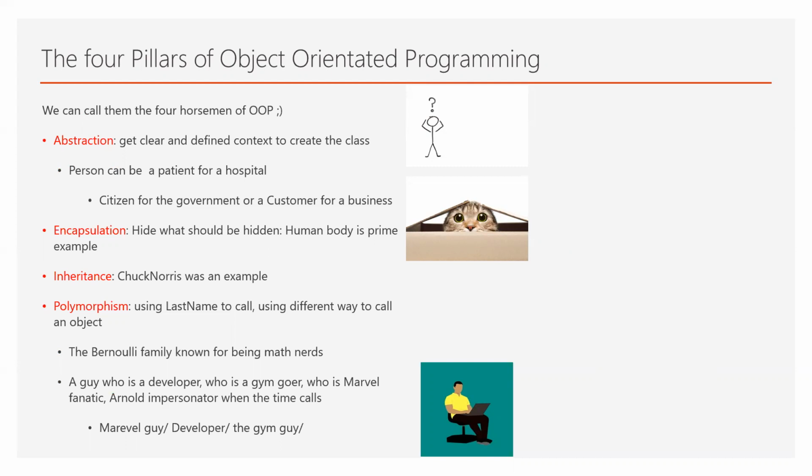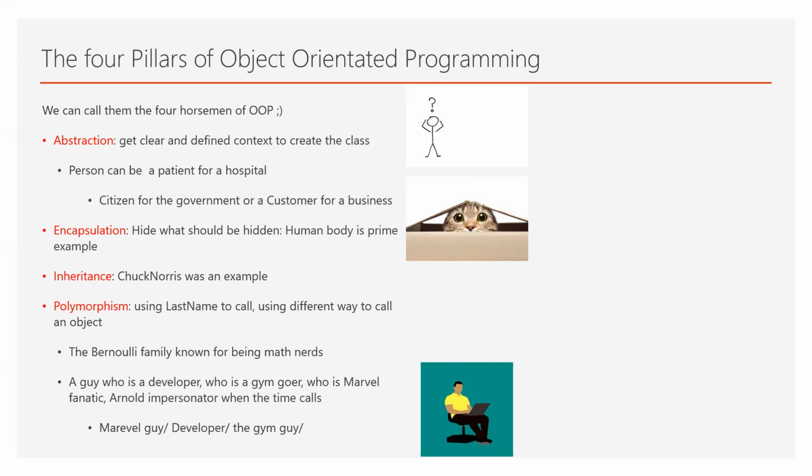And the next one is inheritance. We have Chuck Norris here as an example, right? Or we can bring up the Queen of England, the inheritance that she has from her parents. And does she have parents, or was she this old all the time? Oh, never mind. So polymorphism is also a way to handle an object in a different way.